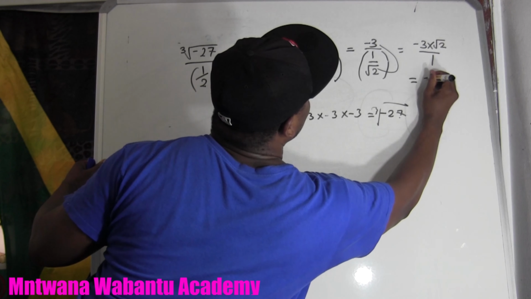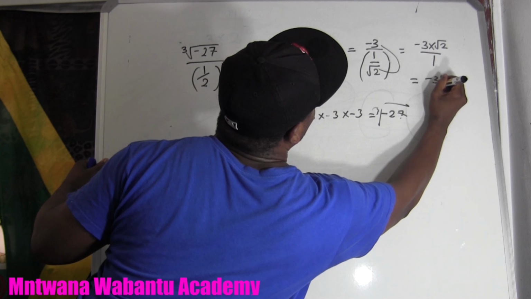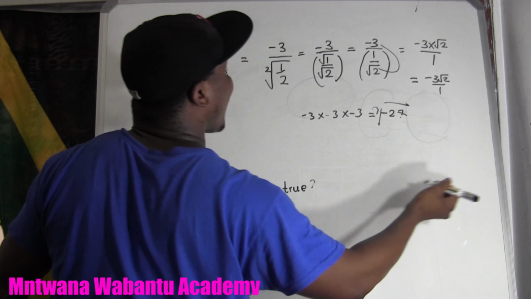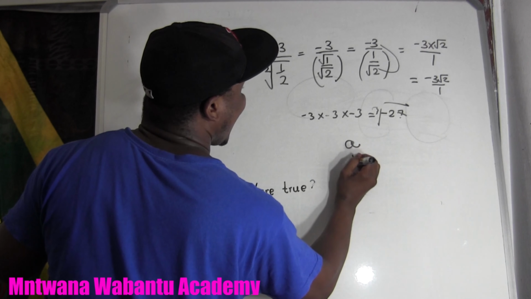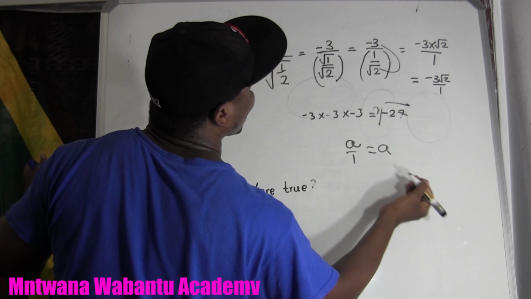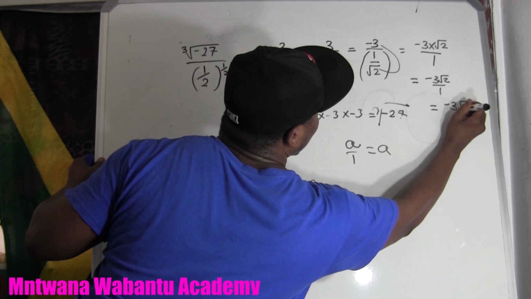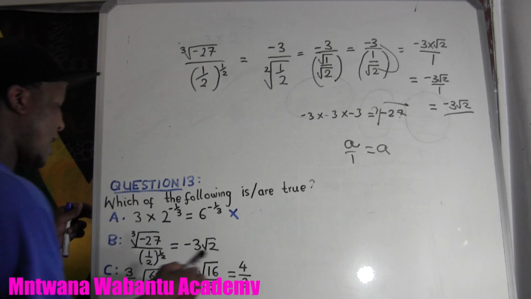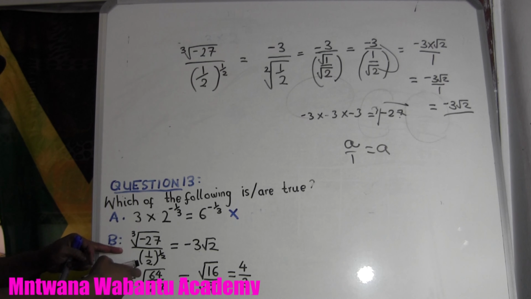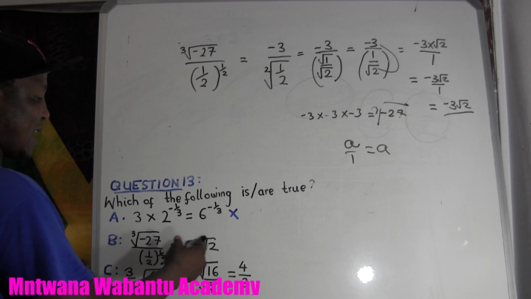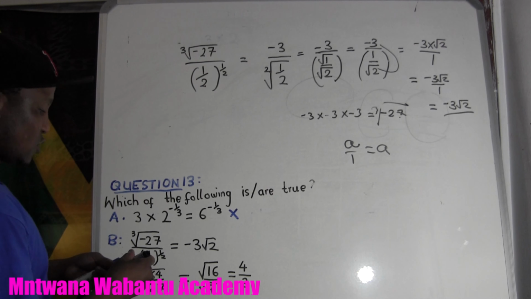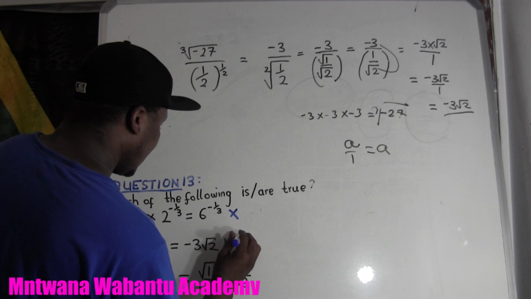So finally, it's going to be negative 3 root 2 over 1. But anything divided by 1 remains the same. It's like a over 1 equals a, x over 1 equals x. So anything divided by 1 remains how it is. Negative 3 square root of 2, this is going to be the final answer. And if you look carefully, we took the left hand side, we simplified, and we got the same as the right hand side, negative 3 square root of 2. So yes, this is true.